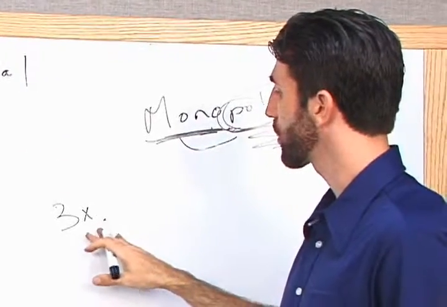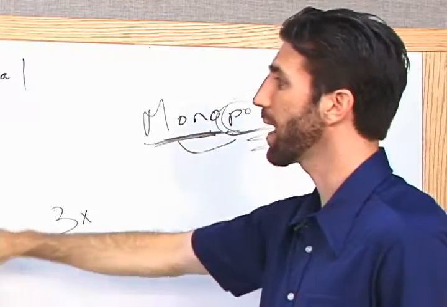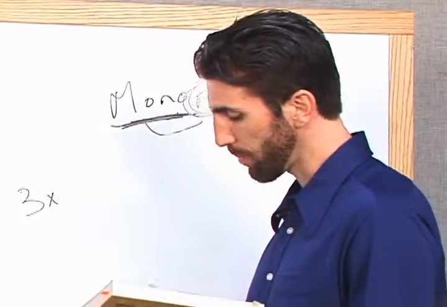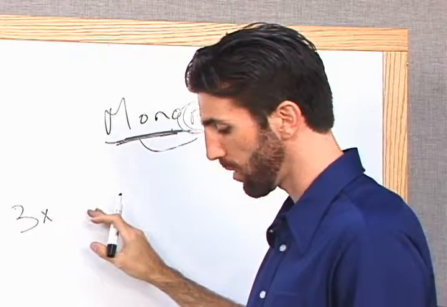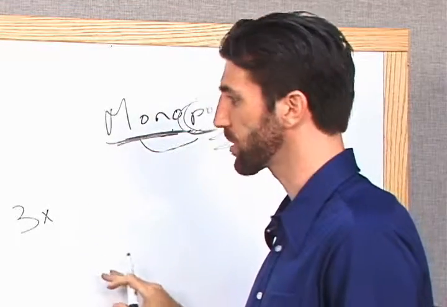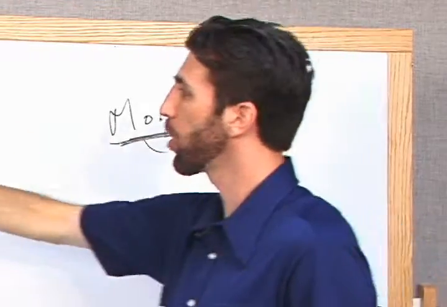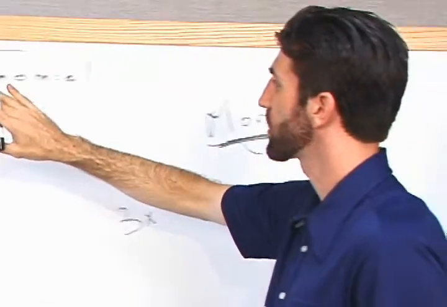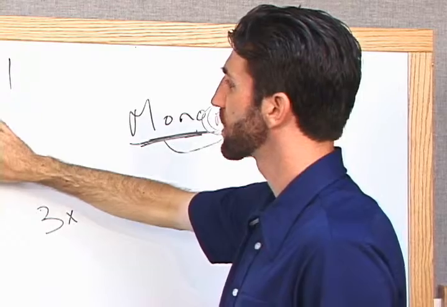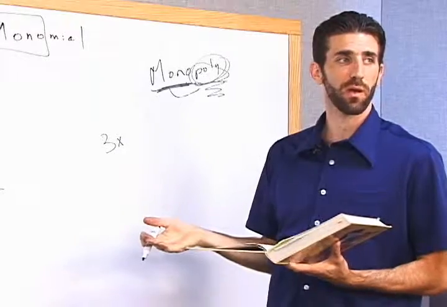So in this case, 3x is a monomial and a polynomial because a polynomial is a monomial, a sum of monomials, or a difference. And this might be kind of confusing, but just keep this in mind. A polynomial is simply a monomial, the sum of monomials, or the difference of monomials.